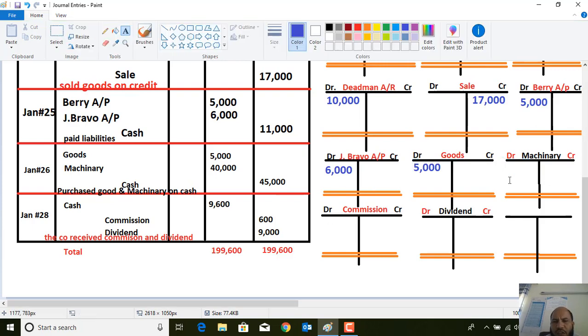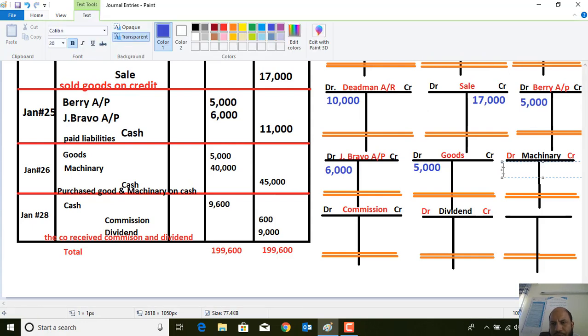Machinery is another amount. See dear students, this is machinery, and its amount is 40,000. It's available at the debit column. So we will record this under the machinery ledger. So this is the machinery ledger, and the amount is available at the debit side, so we will record it over here at the debit column. So let's record it over here. The amount is equal to 40,000 rupees.